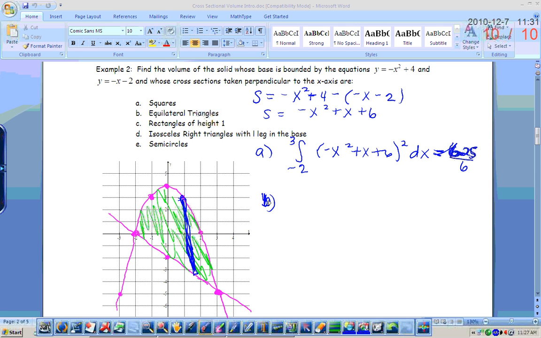Okay, equilateral triangles. What was our formula for the area of an equilateral triangle? Okay, root 3 over 4 s squared. The root 3 over 4 is a coefficient. Do I put it inside the integral or outside, or does it matter? It really doesn't matter. I kind of like to keep them outside.